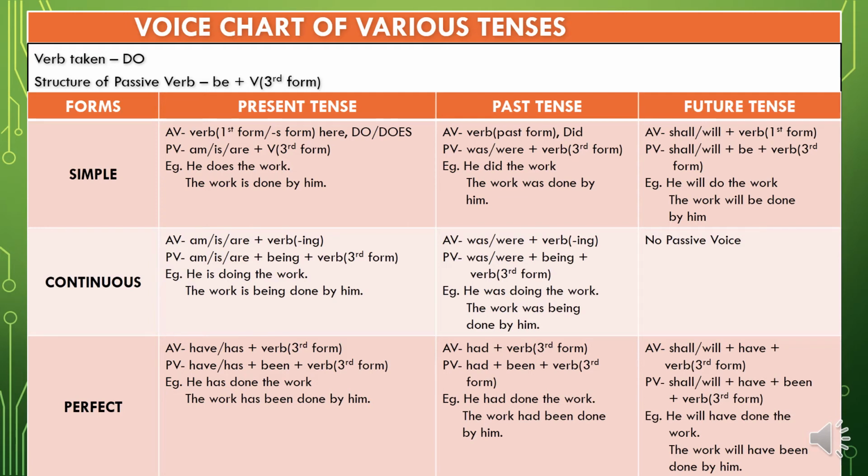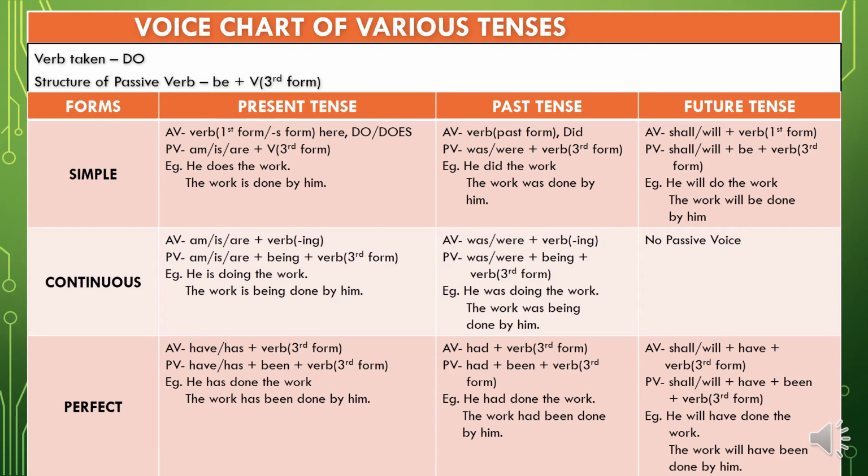Third person singular number, so it takes the S form. So when we change it to the passive voice, it will become the work is done by him. The work is done by him. So here, the first form of the be verb is used, and then the verb has taken the past participle form. And why are we using the first form of the be verb here? Because in the active voice the verb is in simple present tense.